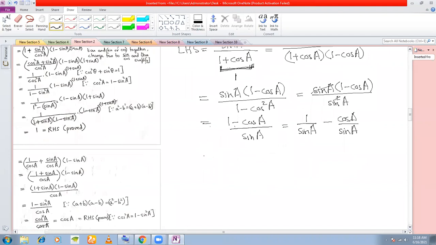You are getting 1 by sin A, which you know is cosec A, and cos A by sin A, which you know is cot A, which is equal to the right hand side. And that is true. Okay. So I'll stop here for today.